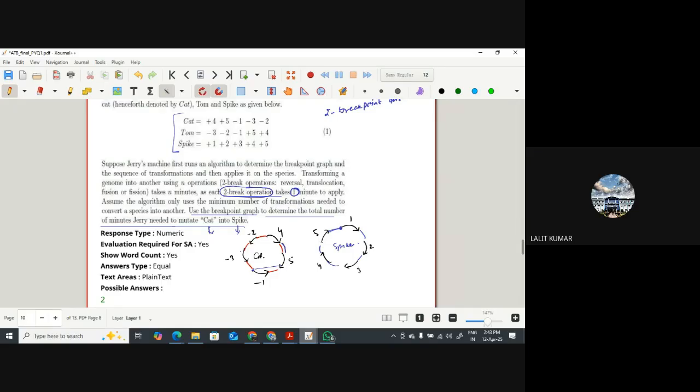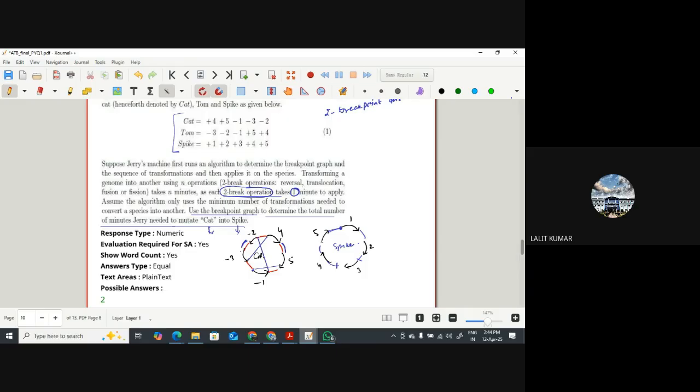So you make the blue bit. 4 tail is connected to 3 head. You come here. 3 tail is connected to 2 head. And the rest, everything: 1 head is connected to 2 tail.